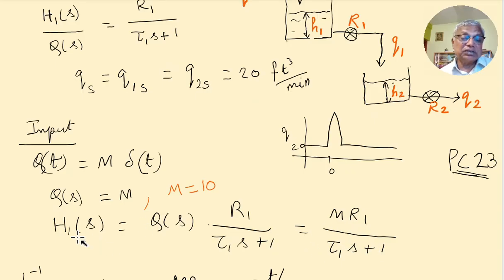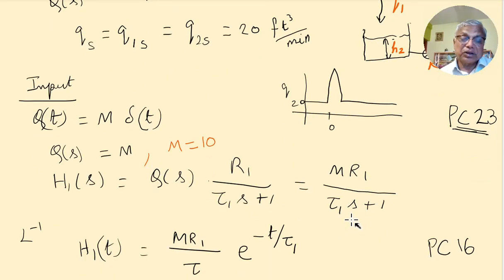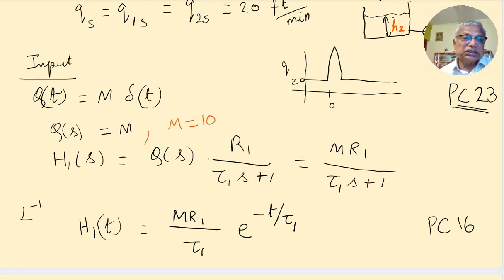Next, if you take the inverse Laplace of H1(s), you will get H1(t). So what is the inverse Laplace of M R1 by tau 1 s plus 1? Inverse Laplace for an impulse input is this. So H1(t) equal to M R1. M R1 is a constant. So 1 by tau s plus 1, the inverse is 1 by tau e power minus t by tau 1. This must be tau 1. So the inverse of this is e power minus t by tau 1 divided by tau 1.